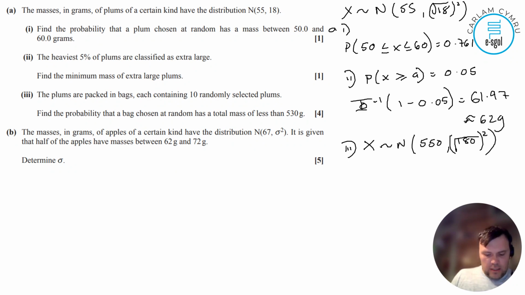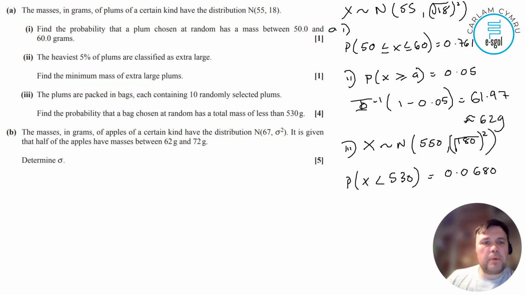You're then asked the probability that X is less than 530, which, typing in the calculator, would change the mean and the standard deviation, and then putting in the upper bound as 530 and the lower bound as minus 1 times 10 to the 99, last time I promise, and that would give you a value of 0.0680.